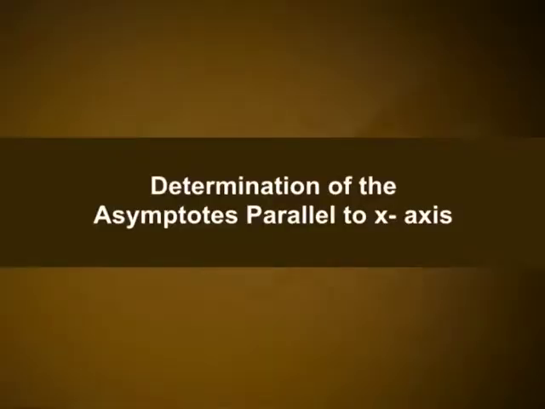Determination of the asymptotes parallel to x axis. As above, it can be shown that the asymptotes which are parallel to x axis are obtained by equating to 0 the real linear factors in the coefficient of the highest power of x in the equation of the curve.